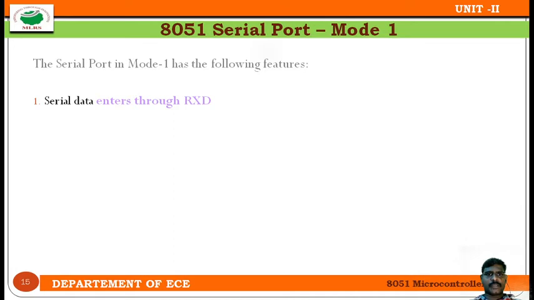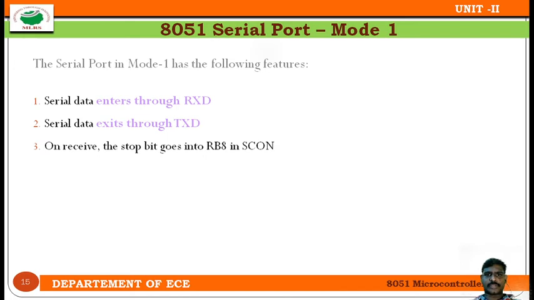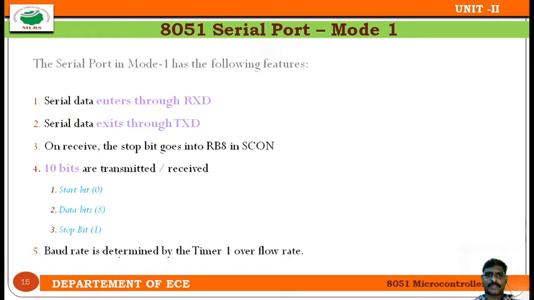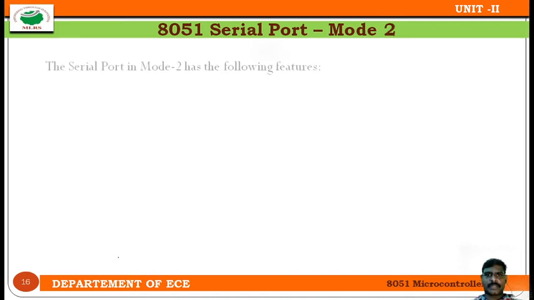In case of mode 1, serial data also enters through the receive pin and exits through the transmit pin. Once received, the stop bit goes into RB8 in the SCON register. 10 bits are transmitted or received: a start bit, 8 data bits, and 1 stop bit. So in mode 1, I transmit 10 bits of data. The baud rate is determined by the Timer 1 overflow flag. Let's see how to calculate the baud rate in the next slide.